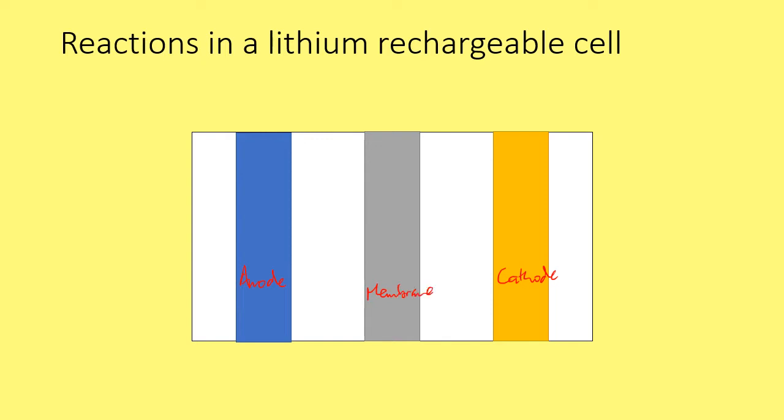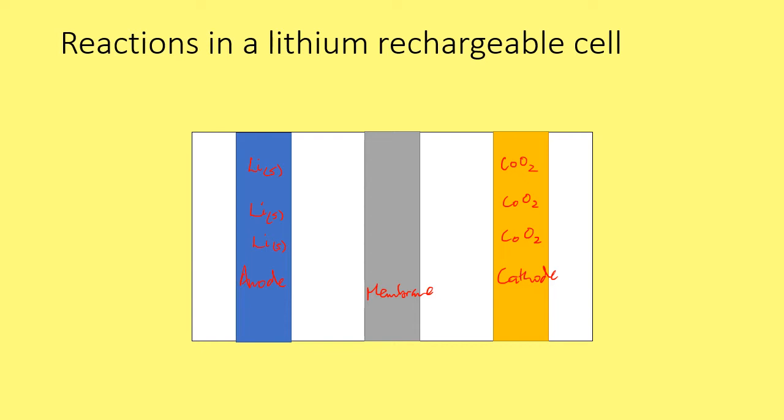Now, the anode consists of a graphite electrode coated with lithium. So we've got lithium metal all over this anode, and the cathode also consists of a graphite electrode, and that is coated with cobalt oxide. Cobalt oxide, like so.